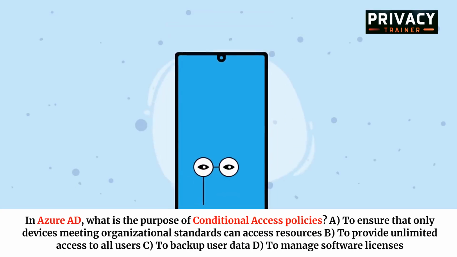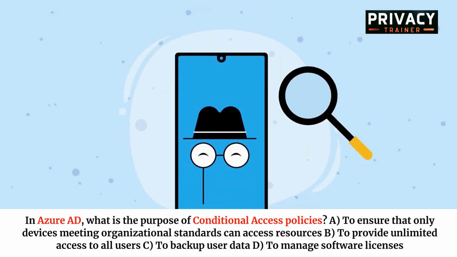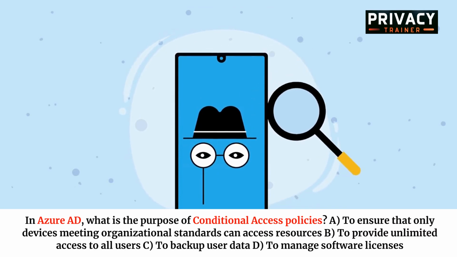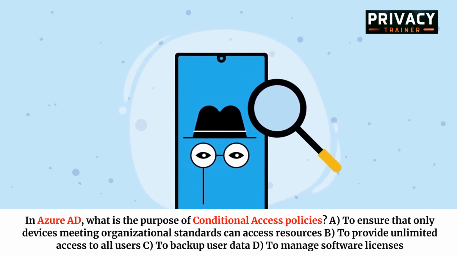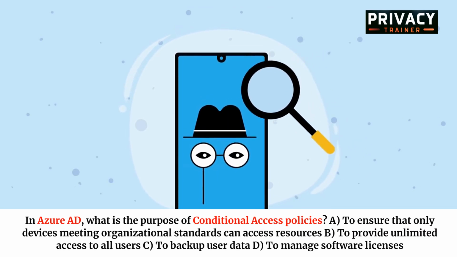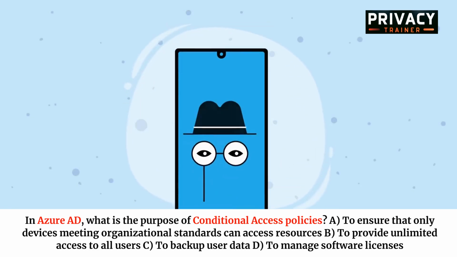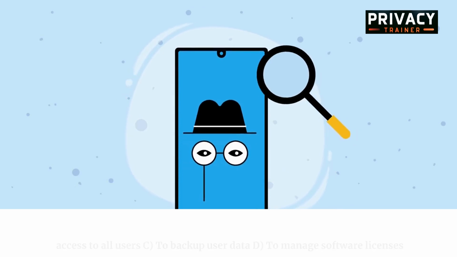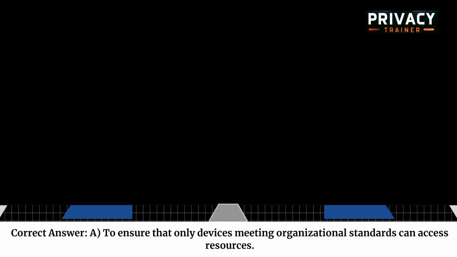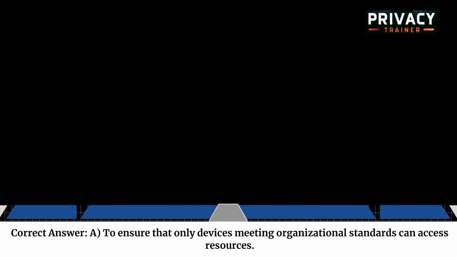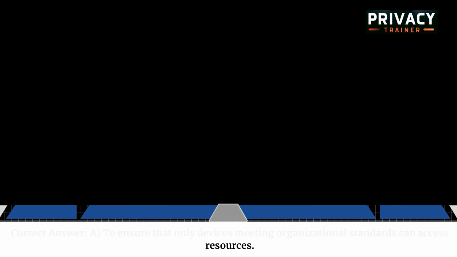In Azure AD, what is the purpose of conditional access policies? A. To ensure that only devices meeting organizational standards can access resources. B. To provide unlimited access to all users. C. To back up user data. D. To manage software licenses. Correct answer: A. To ensure that only devices meeting organizational standards can access resources.